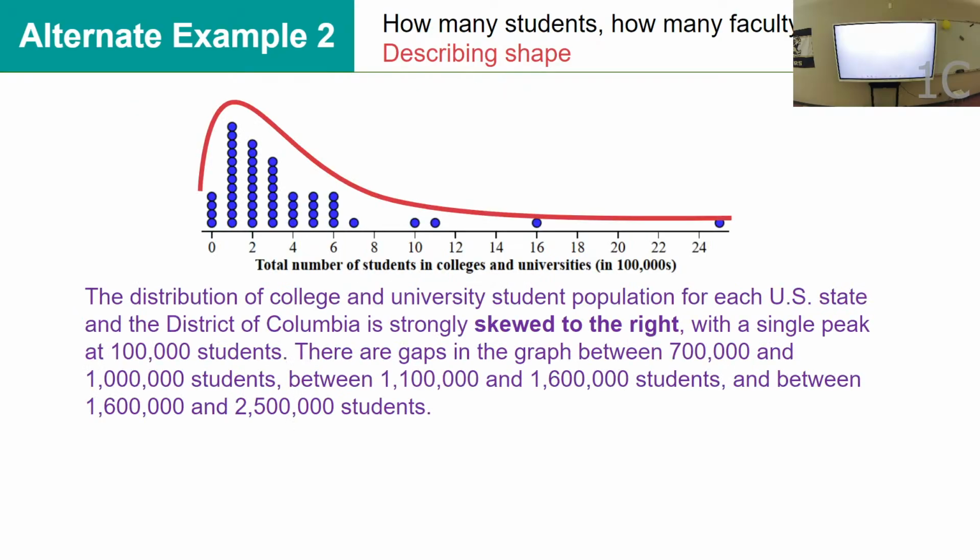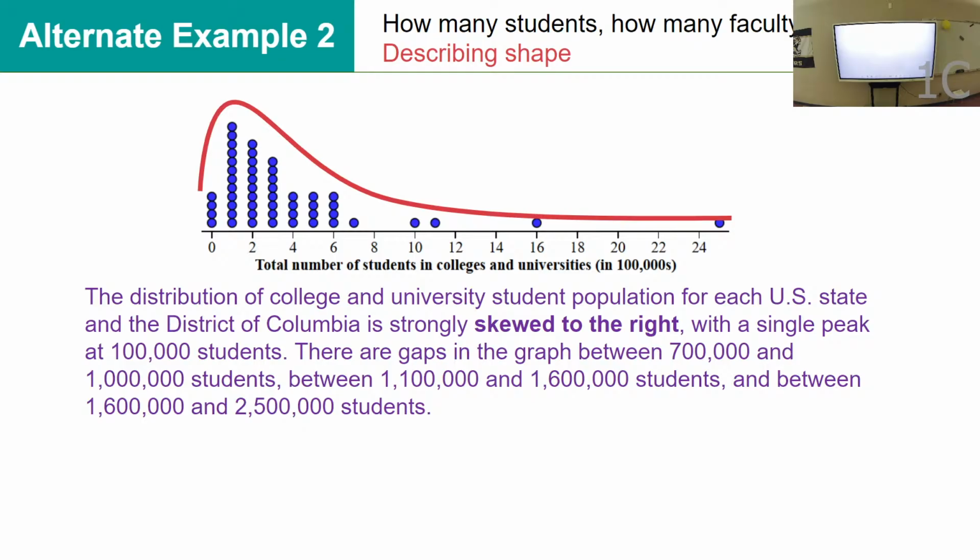The distribution of college and university student populations in U.S. states is strongly skewed to the right. How do you know it's strongly? I don't know. It just looks like it. With a single peak at 100,000. Oh, the single peak's at 100. I said 200. I even lied about that. There are gaps between the 700 and the 1 million, and between the 1.1 and the 1.6, and between the 1.6 and the 2.5. We'll talk about that later. I wouldn't expect you guys to talk about that right now, but that's one of the things that you also need to talk about when you talk about the shape of the distribution.